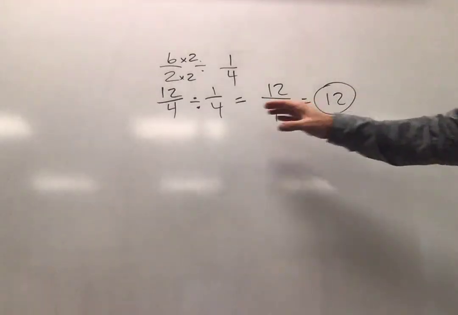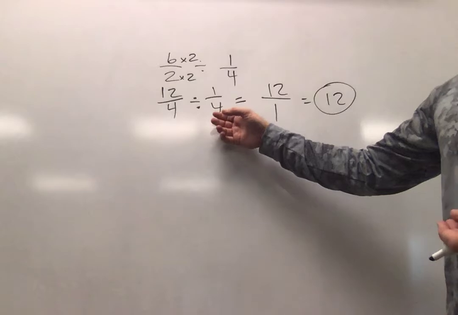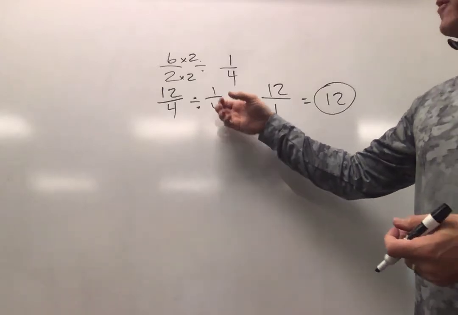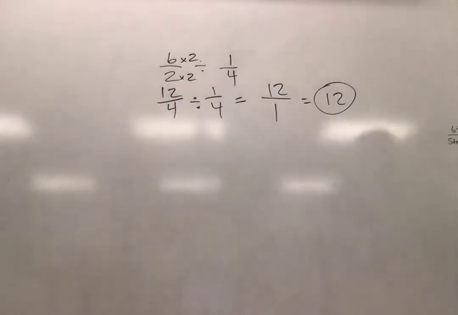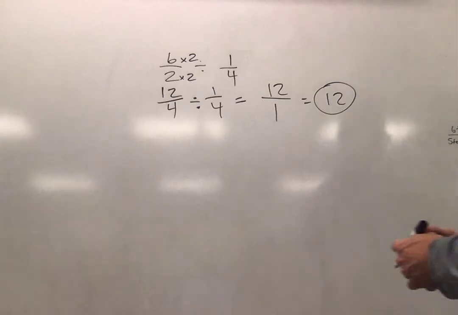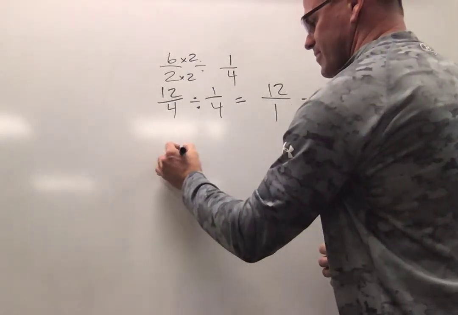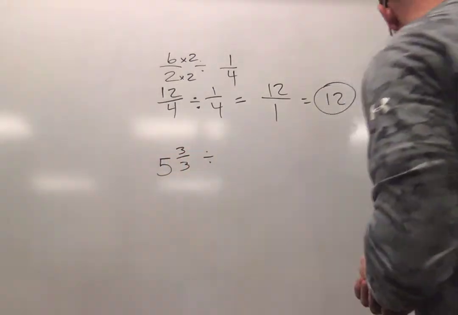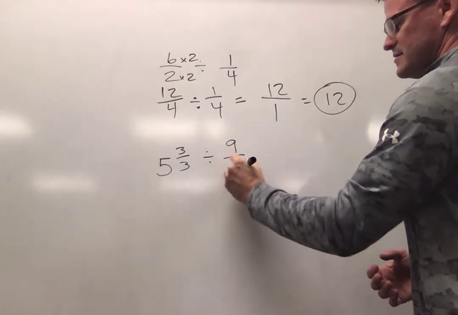Okay? And again, you could just say it backwards too. Don't forget that. It might not do any work. How many 1/4 make 12/4? Well, I can get 12 of those 1/4. The answer is 12. So that's another example of that common denominator strategy. What if I had this? 5 3/3 divided by 9/6.